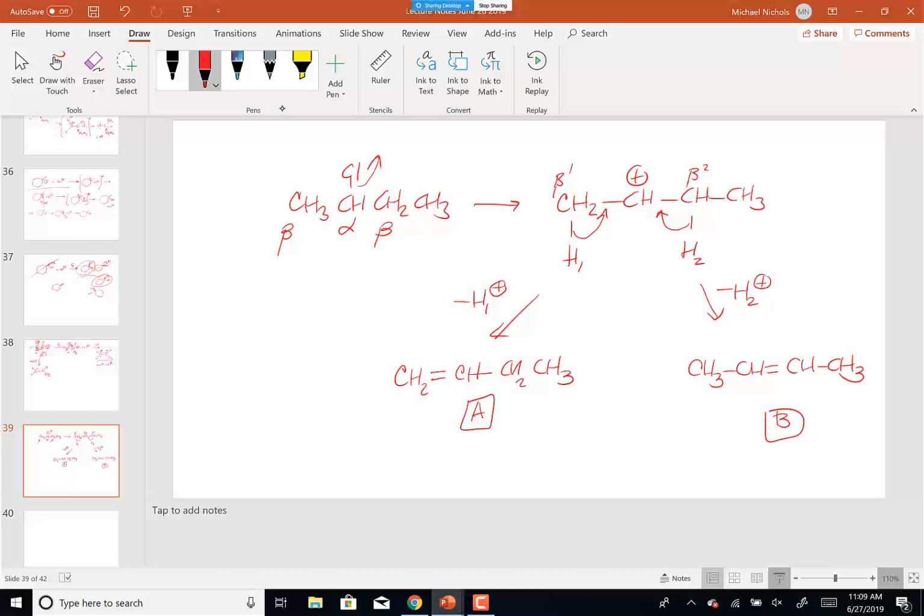Right? Whenever I say that's a 1 mechanism, it has to have a carbocation in the mechanism. If it's a 2 mechanism, it won't. Okay? So I can broaden that definition of 1 and 2 out. So this is still an E1 mechanism. Why? I'm eliminating, forming a double bond, and it goes through a carbocation intermediate, E1.